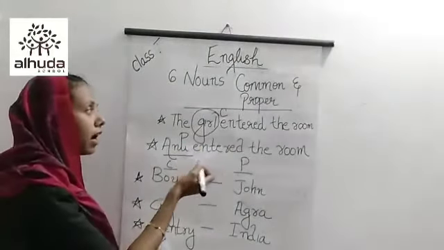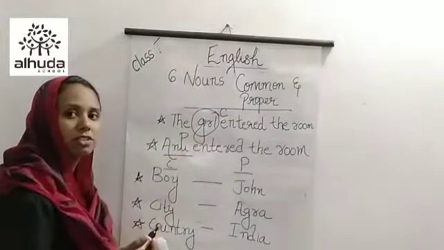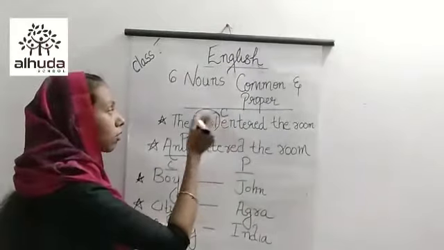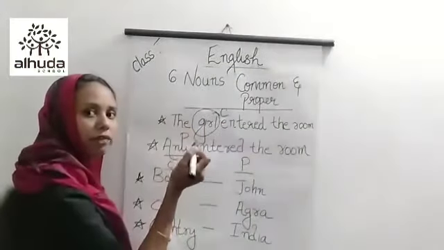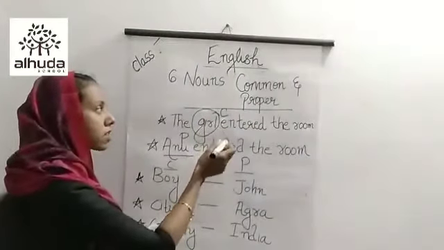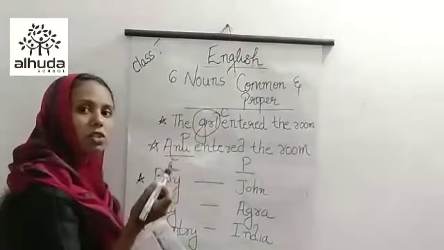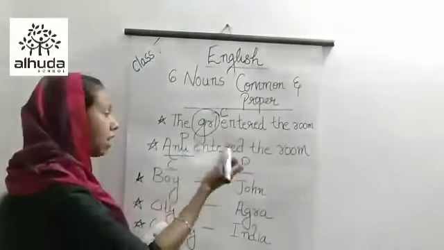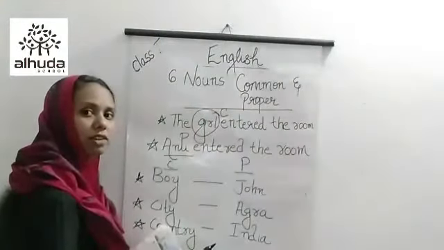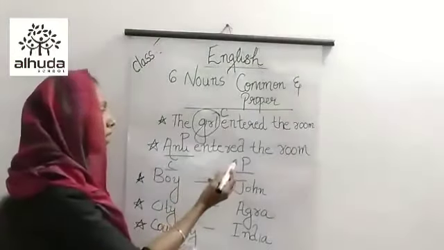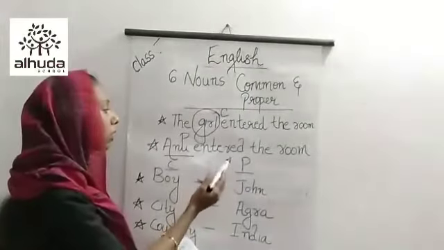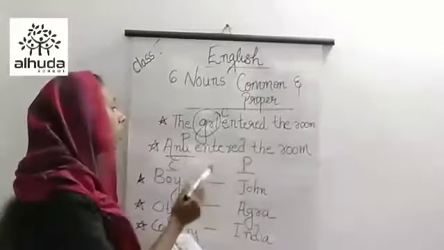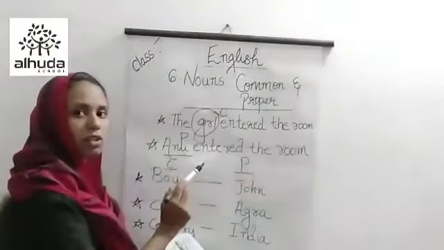So how can we identify these common and proper names, children? Yes, if we talk about the names of any common persons, places, animals or birds or things, then we call them common names. And what about proper nouns, children? Proper names are the names of particular persons, places, animals or birds or things. Did all of you understand, children?